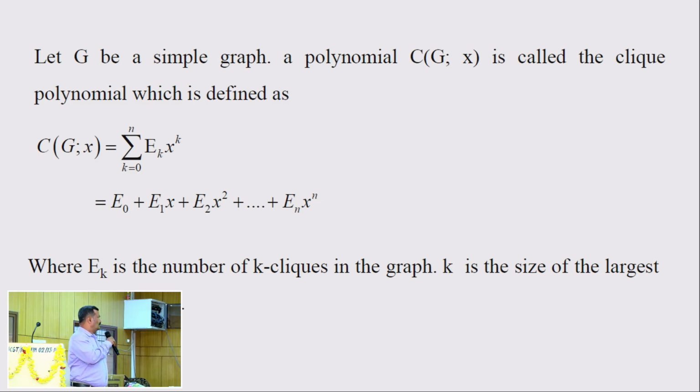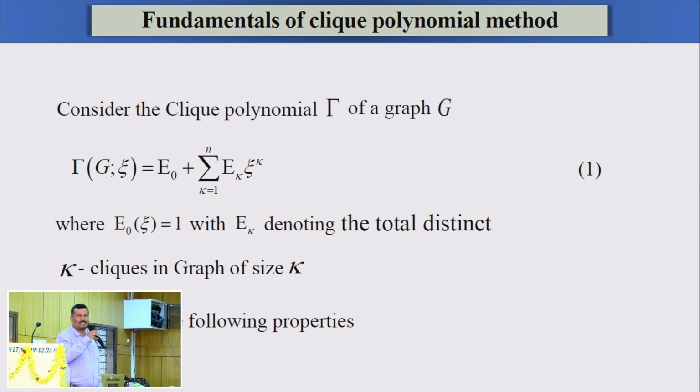Now I have represented the clique polynomial with gamma, and this is the thing. E naught of zeta is always 1, denoting the total number of distinct cliques in the graph of size k, and the equation has the following properties. This equation 1 I have expressed in terms of a clique polynomial. Now it should follow these properties.